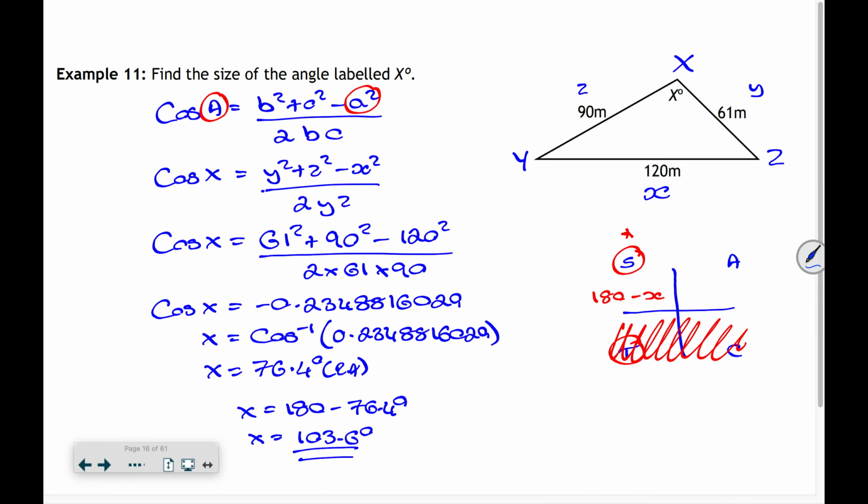Double underline your final answer just so that your examiner knows that is what you want to offer. Okay? So when we're looking at this, again, always look at your diagram as your guide. Does it make sense that the answer should be 76.4 degrees? No, it's not. Because the angle is clearly bigger than 90, so 103.6 degrees fits far more easily. And that is using the cosine rule to find an angle.